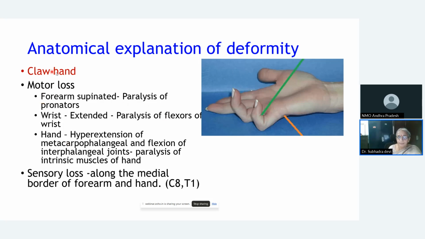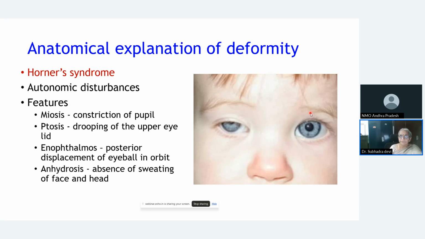And what you should be able to give, what is the motor loss in the case of claw hand, paralysis of pronator, paralysis of flexors of wrist. And what about hyperextension of metacarpophalangeal and flexion of interphalangeal joints you are seeing. So that you have to give the explanation. Sensory loss is along the medial border. In the case of Erb's palsy, along the lateral. So that's how you can differentiate them.